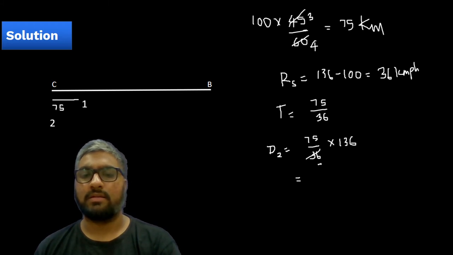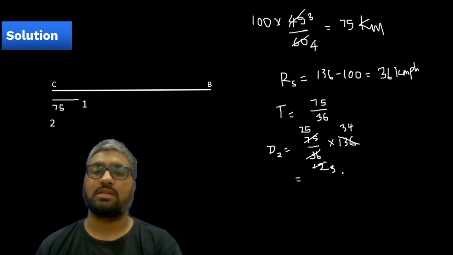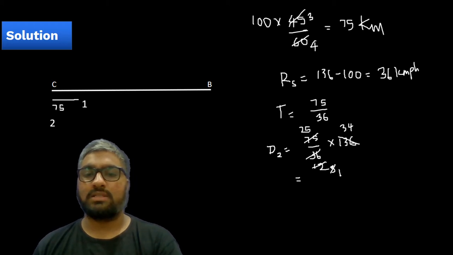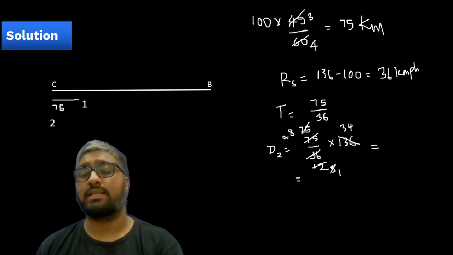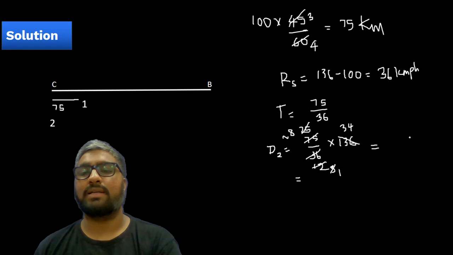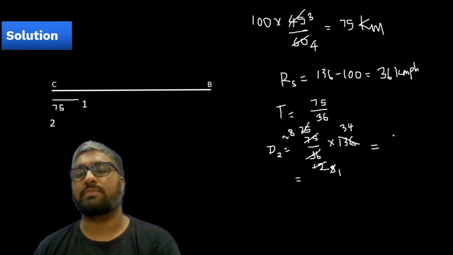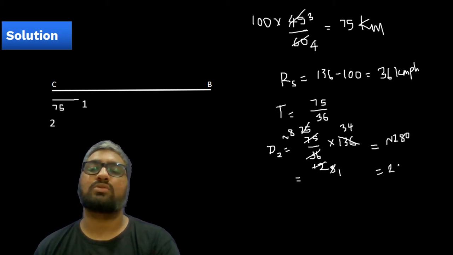This would be 12 times, this would be 25 times, this would be 3 times, this would become 34 times. So this is approximately how much? A little over 8. 8.33, in fact, right? The 34 into 8 is how much? 240 plus 32, that is 272 and point something, right? So this will be approximately 280. The actual answer is 283.33 kilometers.